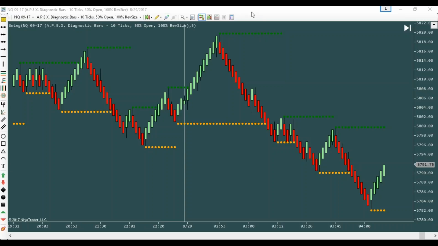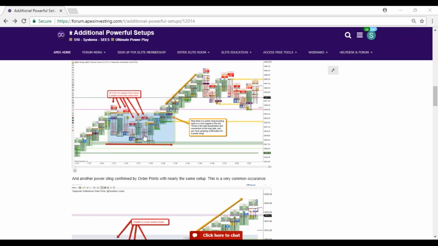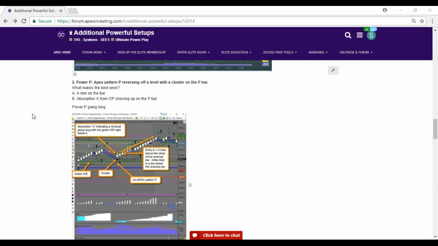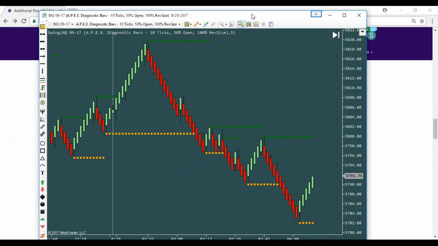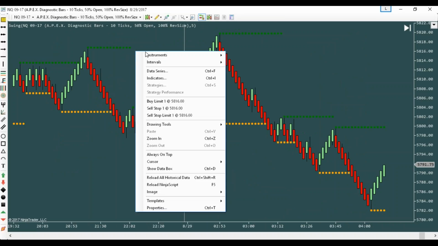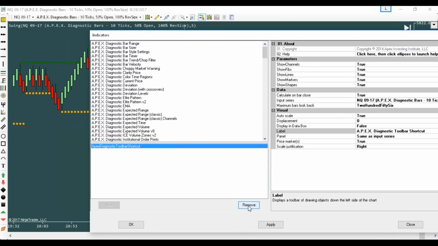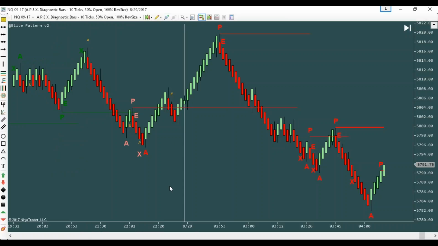Okay, so guys, tons of opportunities there. You're going to get tired of me saying that, but I'm hammering it home. Number 2, Power P. The Apex Pattern P. Do you remember we talked about that yesterday? Does everybody remember that from yesterday? Let's go to this chart. Let's get rid of swings. Let's throw back on the apex pattern just real quick.